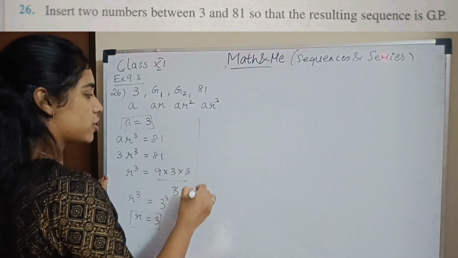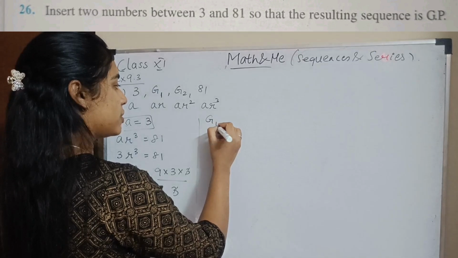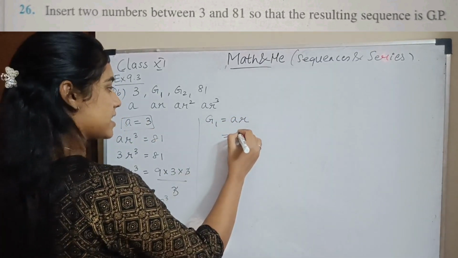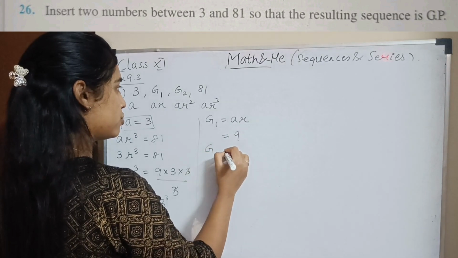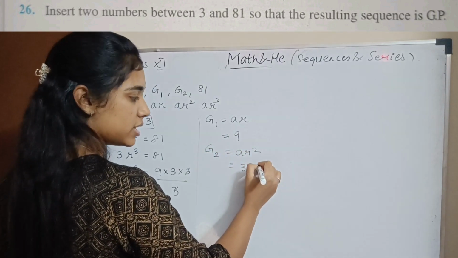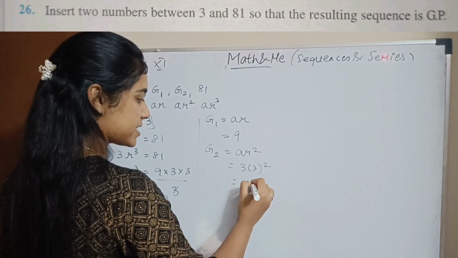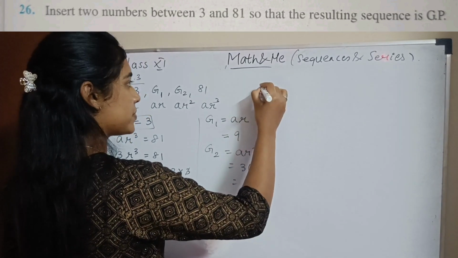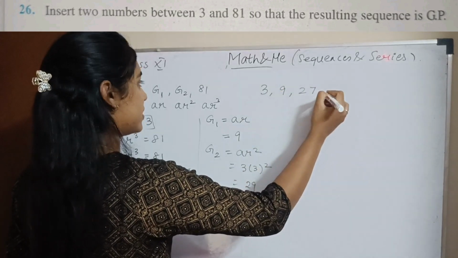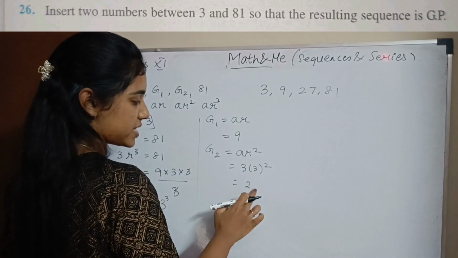So now what are your geometric means? G1 equals ar, which is 3 3s are 9. What is your G2? ar square, which is 3 times 3 square, which is 27. So what is your GP? 3, 9, 27, 81. Okay.